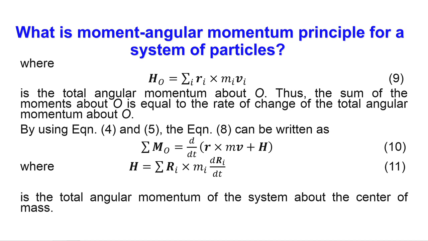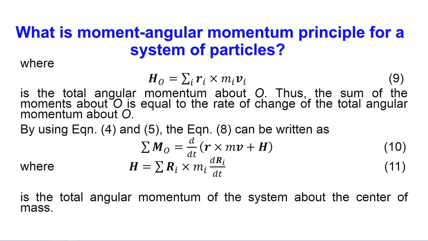Thus, the sum of the moments about O is equal to the rate of change of total angular momentum about O. So, by using equations 4 and 5 in equation 8, we can write M_O equals d/dt of r cross m v plus H.